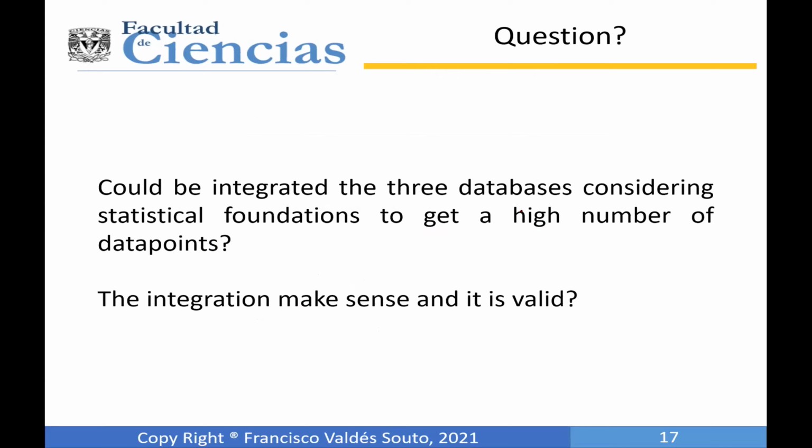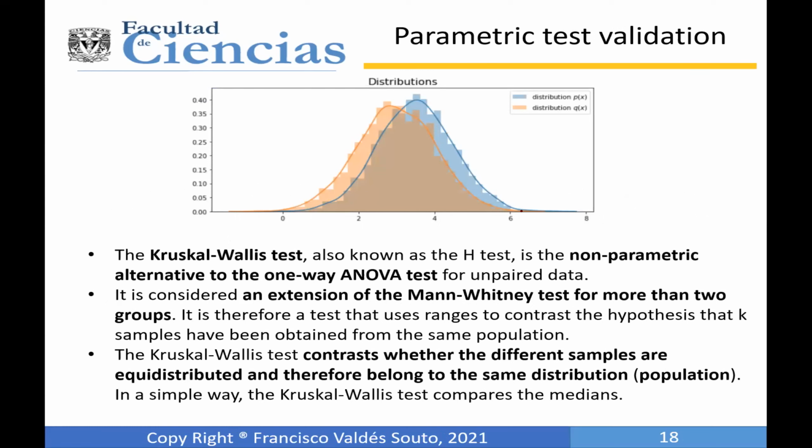I mean, the situation that we presented previously is very common in Mexico. We have small databases, small numbers of data points, and maybe an incentive to get more data points is only to integrate the databases. However, we are proposing here a way to validate if they could be integrated. So to do that, we are proposing to use a statistical test validation. We are proposing the Kruskal-Wallis test, that is a non-parametric alternative to the one-way ANOVA test.